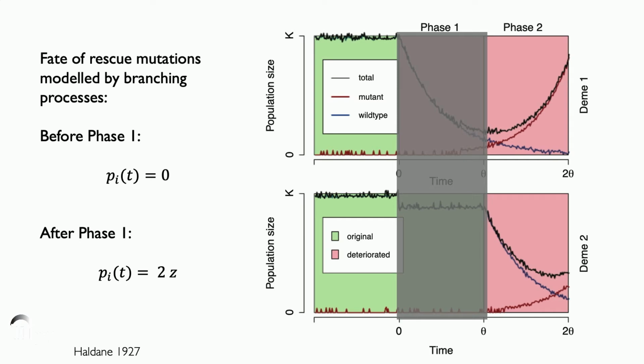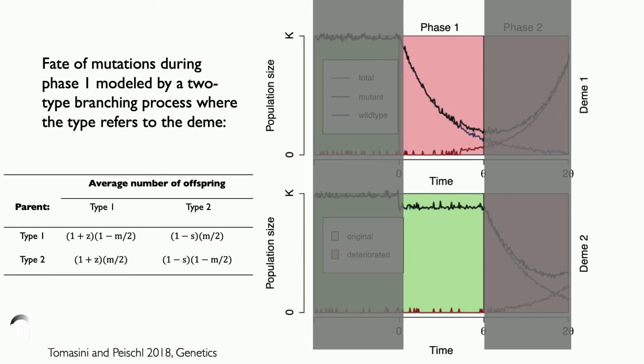After phase 1, where both demes are deteriorated, we're again in a uniform environment, so we can use this 2Z formula, where Z is the selective advantage of the rescue mutation. This is just the classical branching process result. It gets more interesting in this phase, where we have a typical local adaptation scenario: a mutation that's good in the red environment, but bad in the green environment.